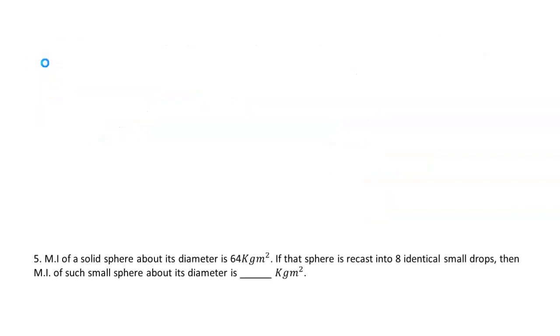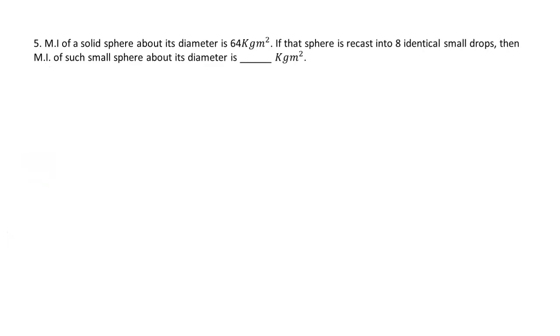Let us see the next question here. So again, a question related to moment of inertia. The moment of inertia of a solid sphere about its diameter is 64 kg meter square. The sphere is recast into 8 identical small drops. Then the moment of inertia of such small drops about its diameter is. So here, basically one big sphere is going to divide into 8 small spheres.